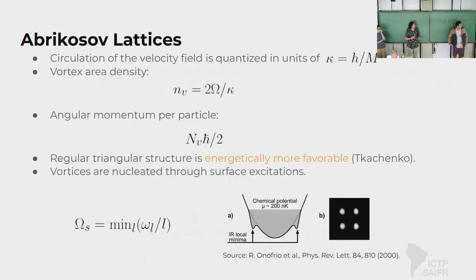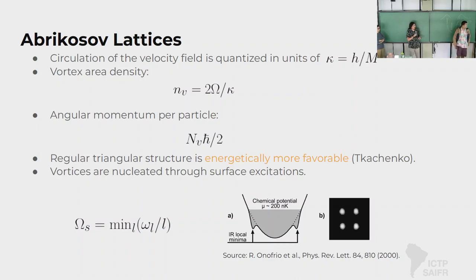Okay, so first of all, I want to talk about the quantization of circulation. When you rotate a quantum object, the vorticity is going to distribute in the most uniform way, which is similar to what happens to a rigid body. But when you consider the circulation of a line of the velocity field, you will have that it is quantized in units of h over m, m being the mass of the particles.